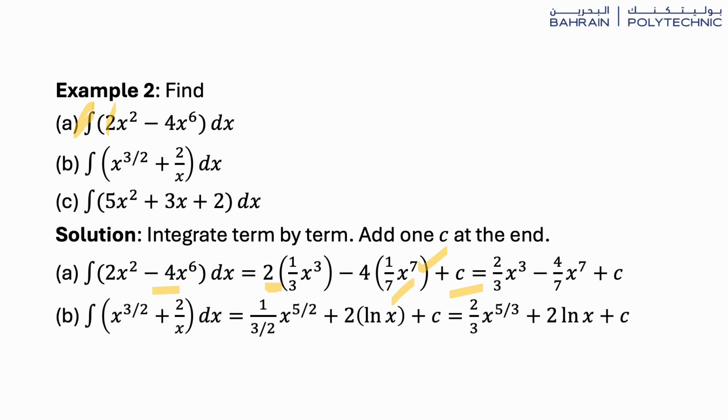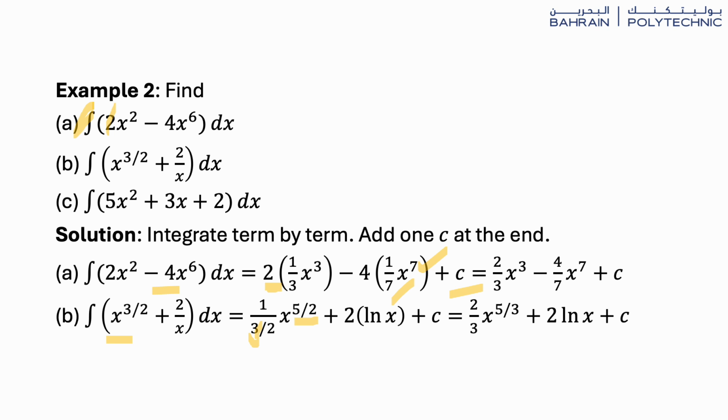Okay, for the second one, same thing. We have to integrate the first term, x to the power 3 over 2, plus 1, which will be 5 over 2, divided over 5 over 2. Here it should be 5 instead.